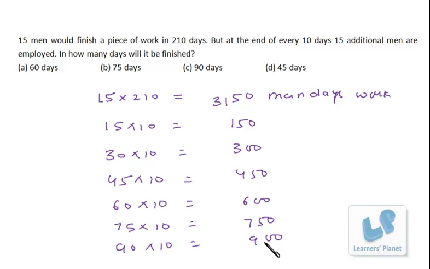Now if we add up all of these, we will get 3150. That means 1, 2, 3, 4, 5, 6, 6 sets of 10 days. That means in all 60 days it would take to get the work completed. Okay, simple man days concept.